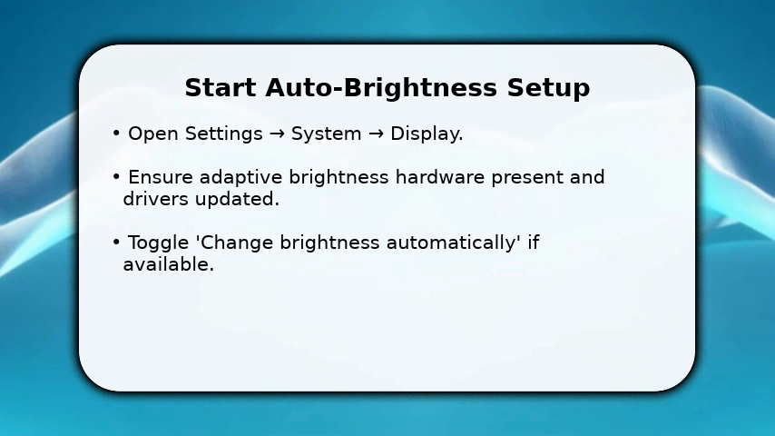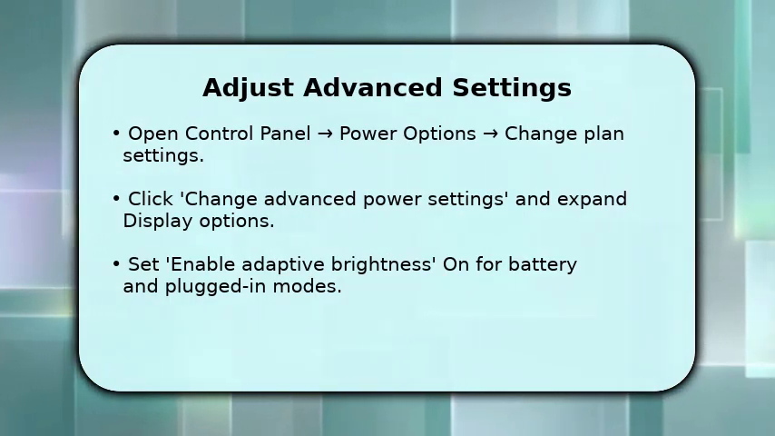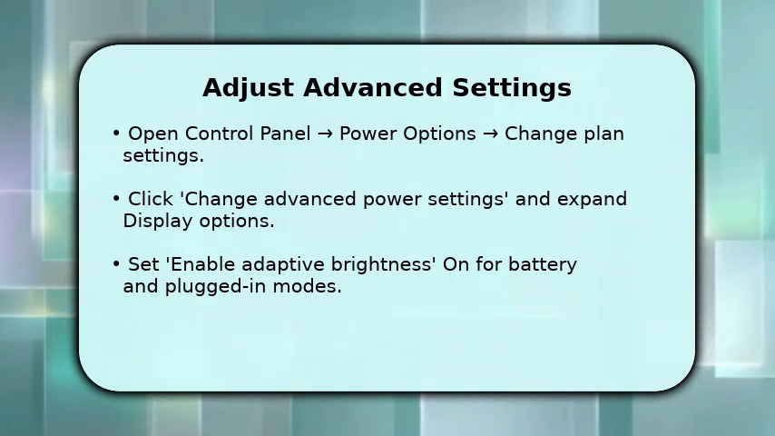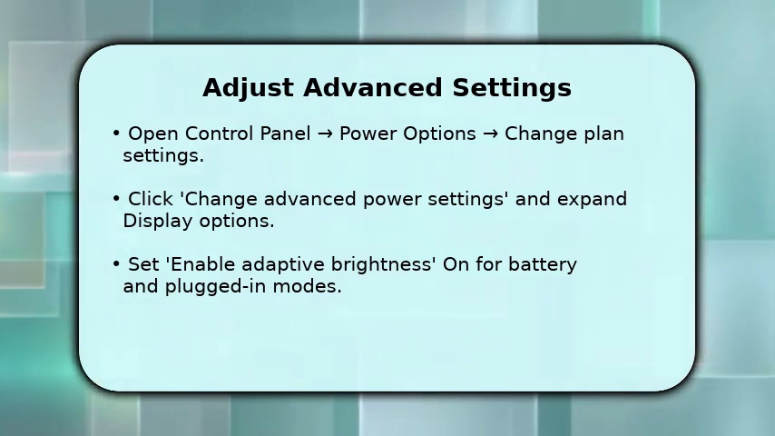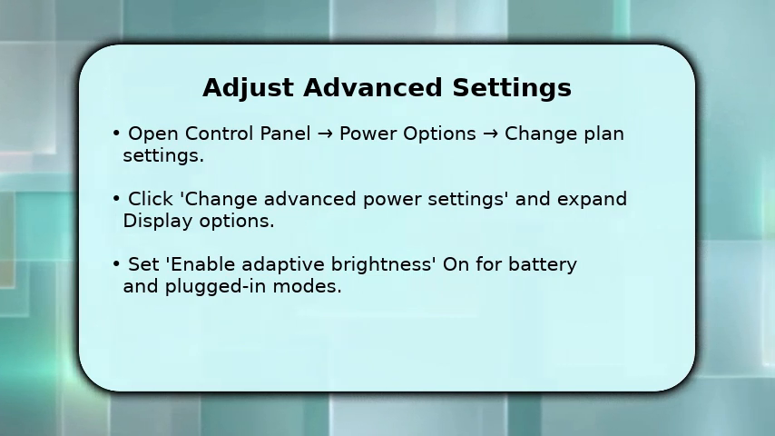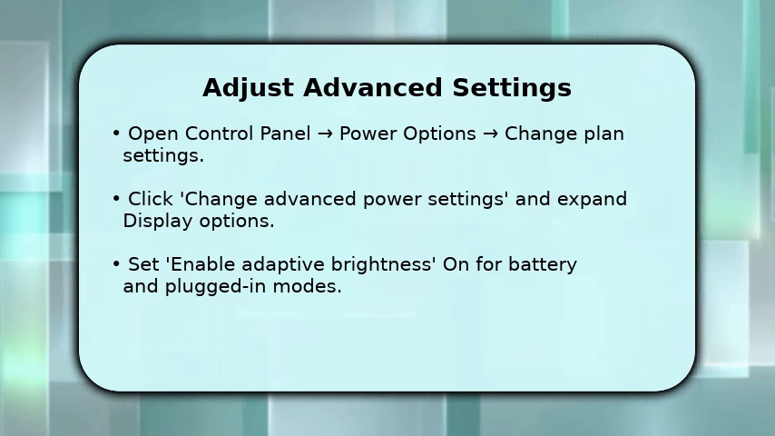Next, you refine behavior via power options so brightness adapts reliably across battery and plugged-in states. Open Control Panel, choose Power Options, then change plan settings for your active plan. Click Change Advanced Power Settings and expand Display to find Enable Adaptive Brightness.